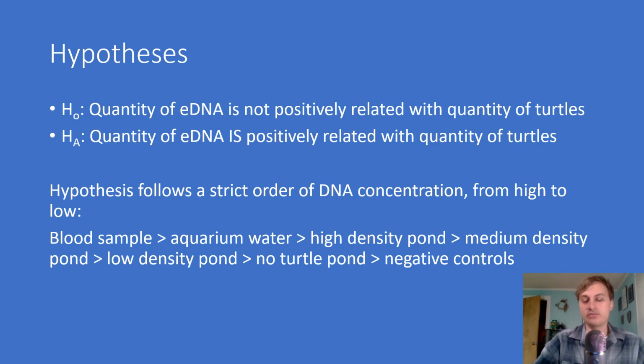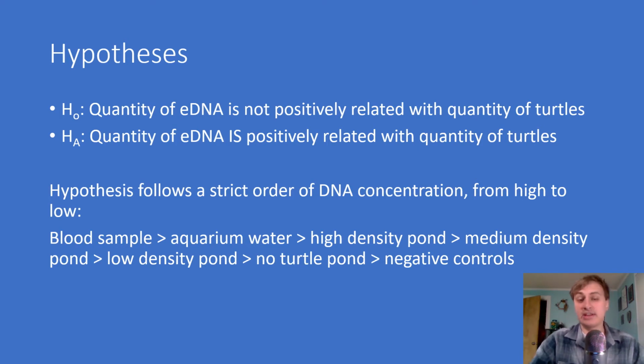So they more explicitly stated their HA here, so I'll read that first. It was the quantity of eDNA is positively related with quantity of turtles. So the more turtles you have, the more eDNA you should be collecting. So it's like this positive linear relationship is what they're saying. So the H0 then would be inferred as quantity of eDNA is not positively related with quantity of turtles. So there's no significant relationship there.